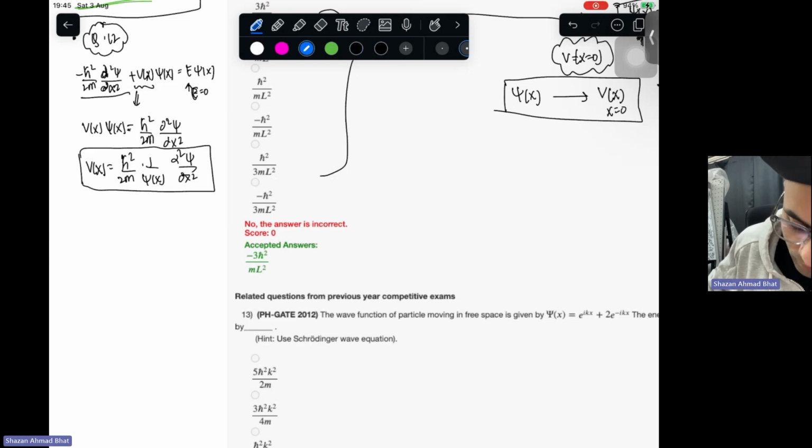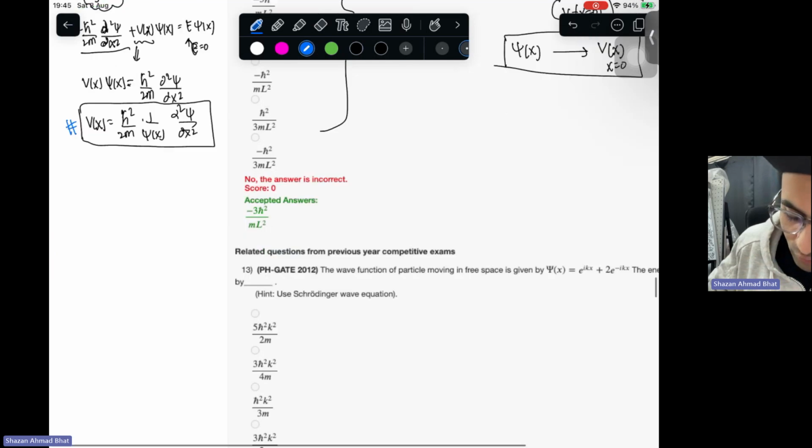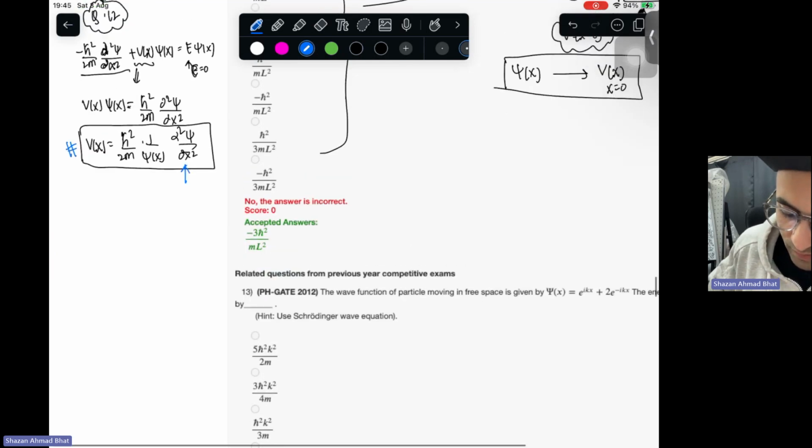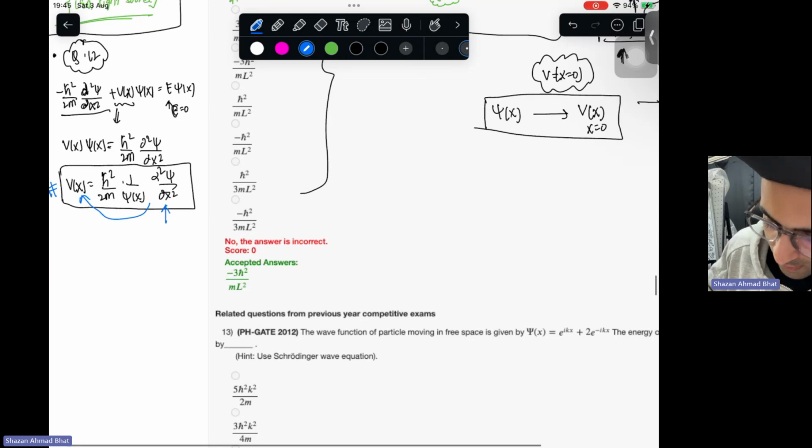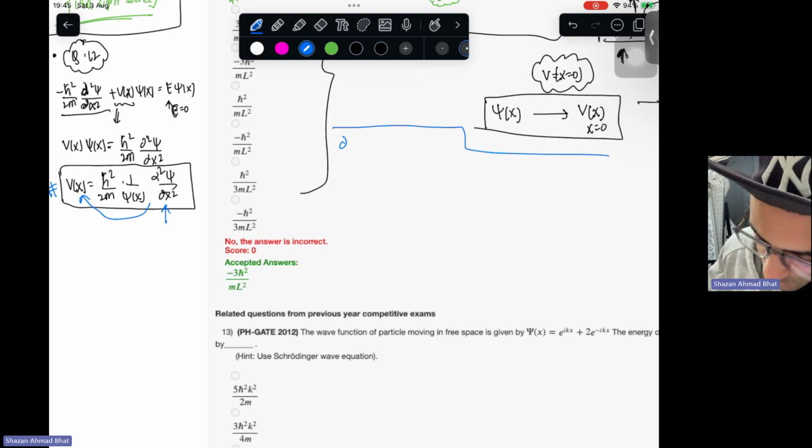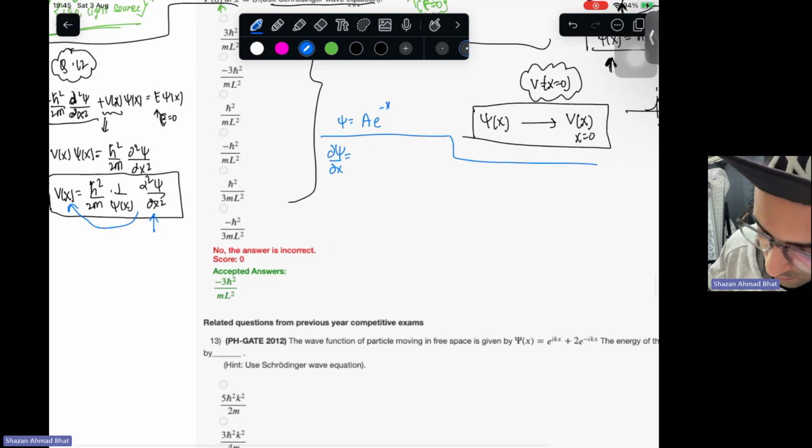That is it. We need to compute this V of x by computing the second partial derivative of the given wave function with respect to x, and then we can put x equals 0. Let's do that here. Let's compute d psi by dx first. Psi is a e to the power minus x squared over L squared. So d psi by dx will be a e to the power minus x squared by L squared, into minus 2x divided by L squared.